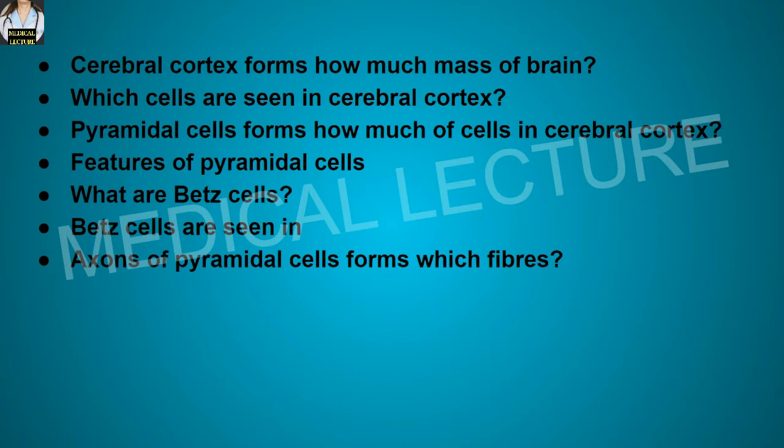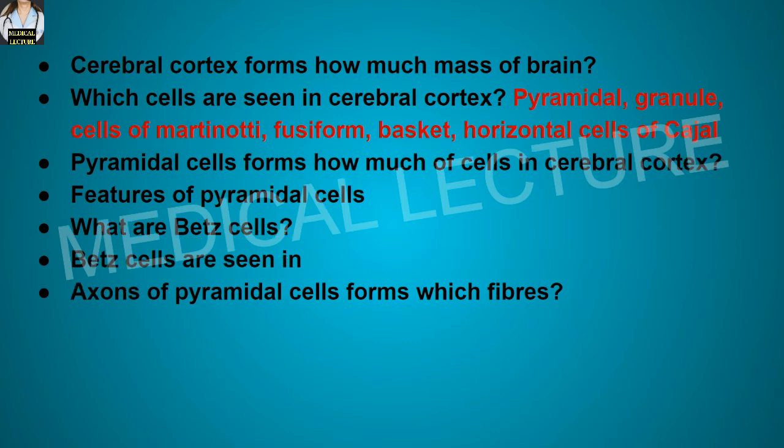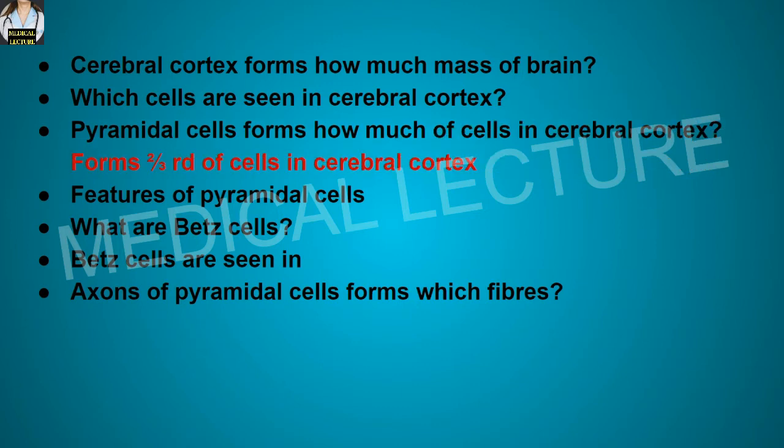Cerebral cortex forms how much mass of the brain? It forms 40% of the brain. Which cells are seen in the cerebral cortex? Pyramidal cells, granule cells, cells of Martinotti, fusiform cells, basket cells, and the horizontal cells of Cajal. Pyramidal cells form how much of the cells in the cerebral cortex? It forms 2/3 of the cells in the cerebral cortex.